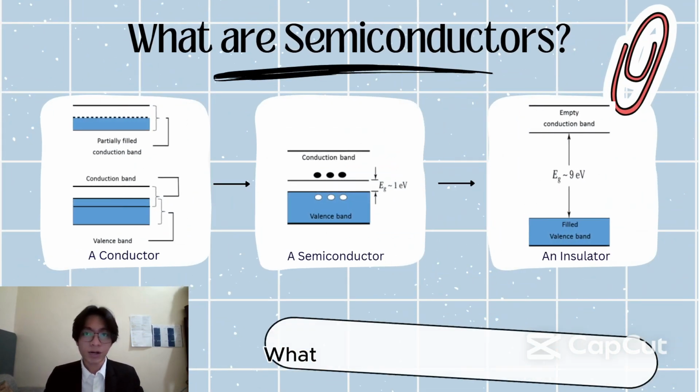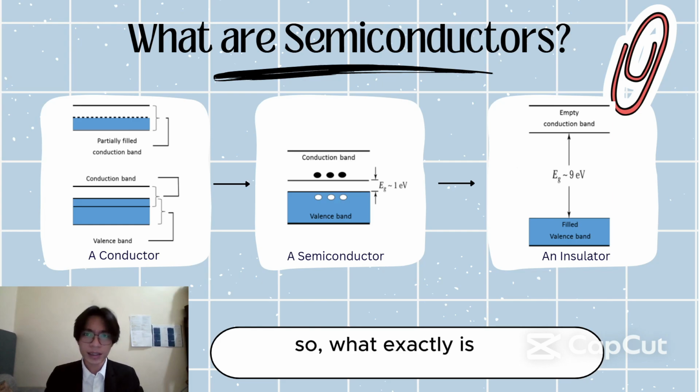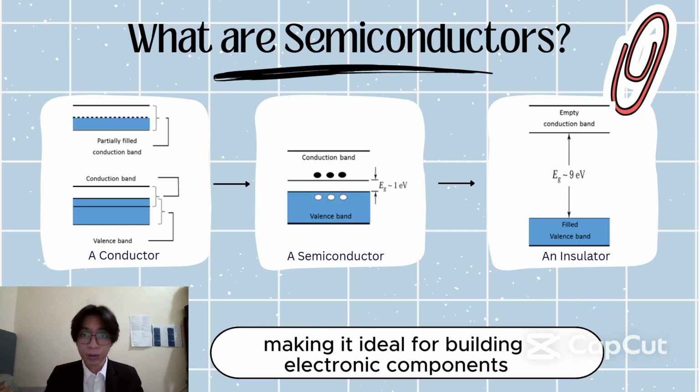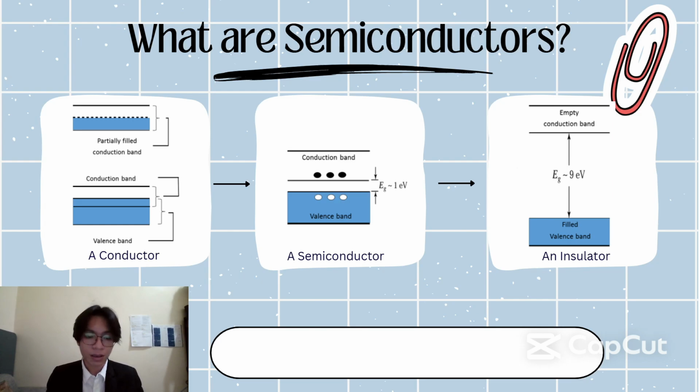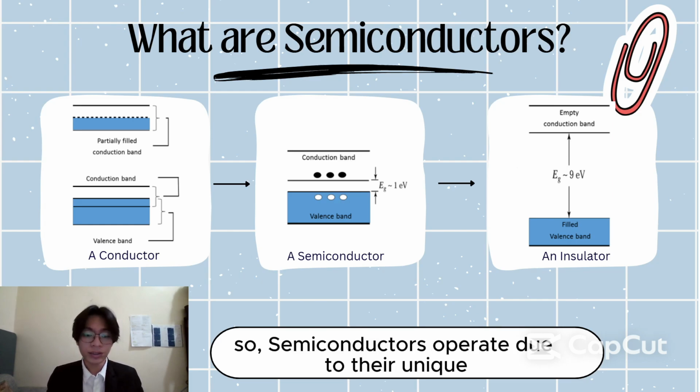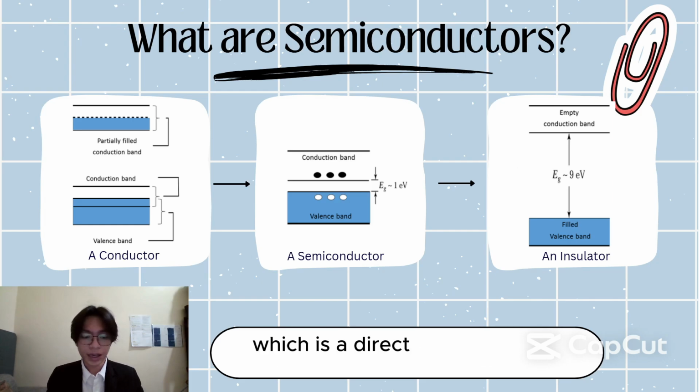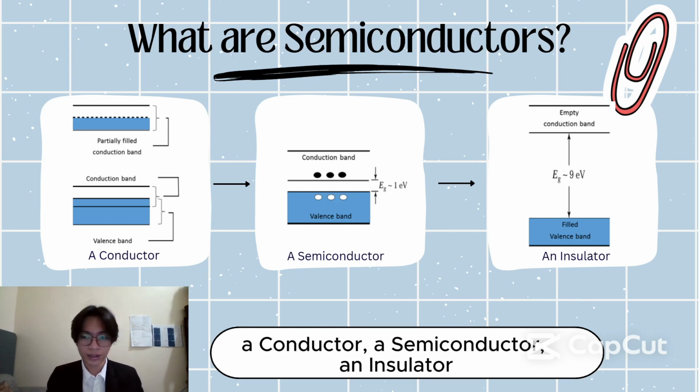Next, what are semiconductors? So what exactly is a semiconductor? A semiconductor is a material with electrical conductivity between that of a conductor like copper and an insulator like glass. Its conductivity can be precisely controlled, making it ideal for building electronic components like transistors and diodes. Semiconductors operate due to their unique electronic band structure, which is a direct result of the chemical bonding and arrangement of atoms in a crystal lattice. As you can see from the slide, a conductor, a semiconductor, and an insulator.